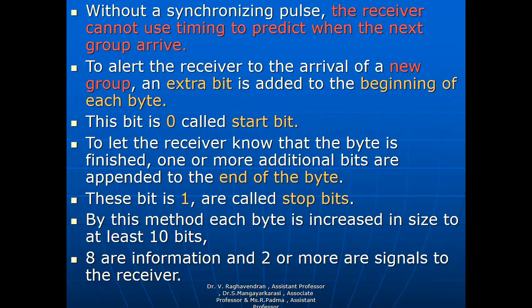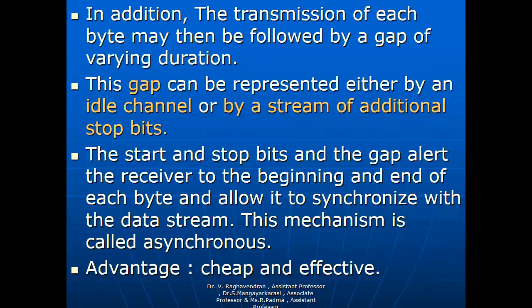By this method, each byte is increased in size to at least 10 bits, because the original byte is represented as 8 bits. In each byte we add 2 more bits: one is the start bit, the other is the stop bit. So the total length of the byte now increases by 2, that means 10. 8 are information and 2 or more are signals used for the receiver.